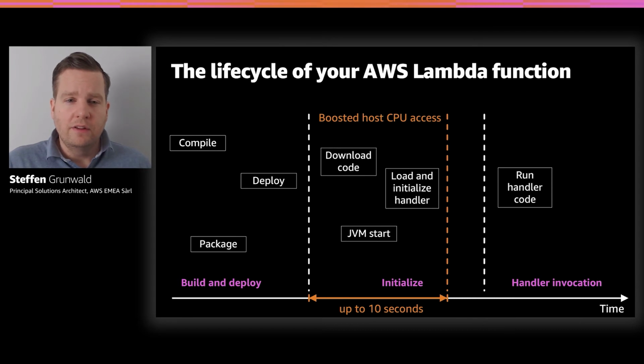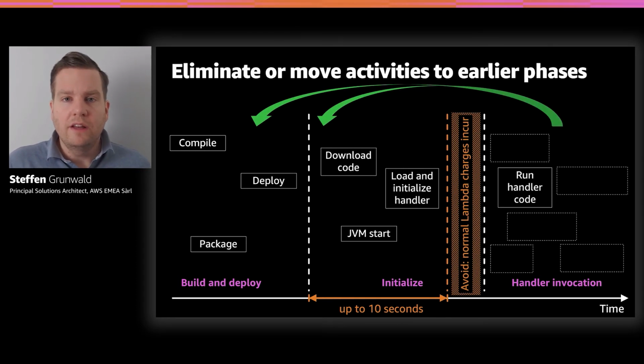There's one thing special about these lifecycle phases, and also something which is very important for the upcoming optimizations, and that is up to the point where Lambda has created my handler class, I have access to more host CPU than I have during the invocation of my handler, and that is for up to 10 seconds. Now we can use this information and do things which are usually done at runtime by the handler, and do these ahead of time.